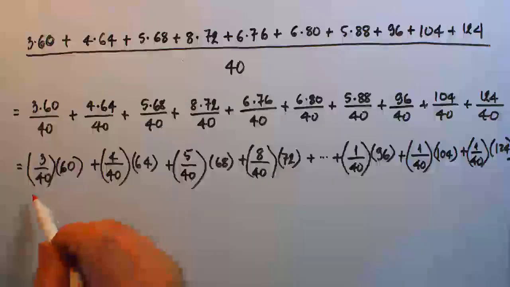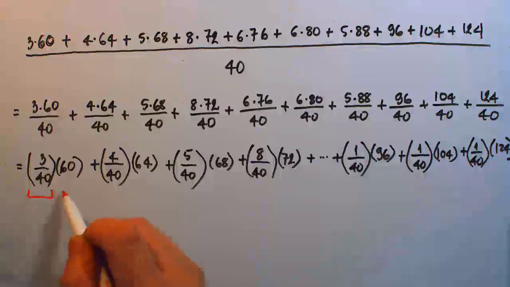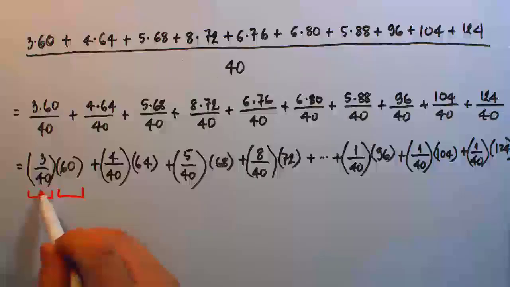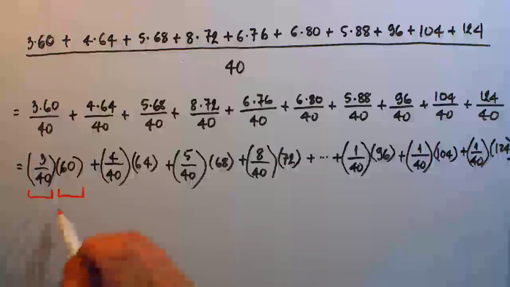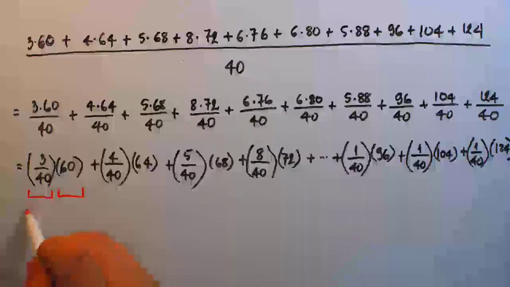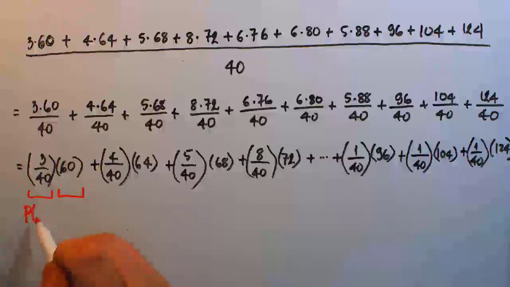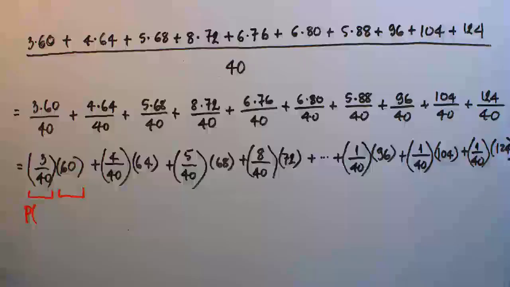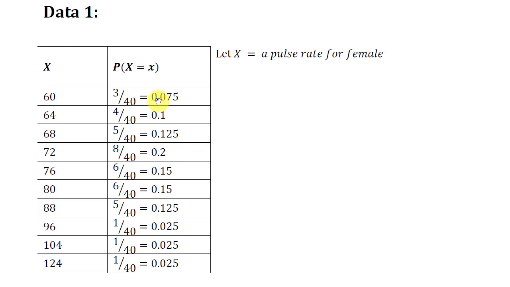Each term here comes out of one part of this product, being the value that's on my table. So look back at my table here. 3 out of 40 is the probability. Now we call it a probability; previously we called that the relative frequency. So 3 out of 40, or 0.075, is the probability where the random variable X takes the value 60.